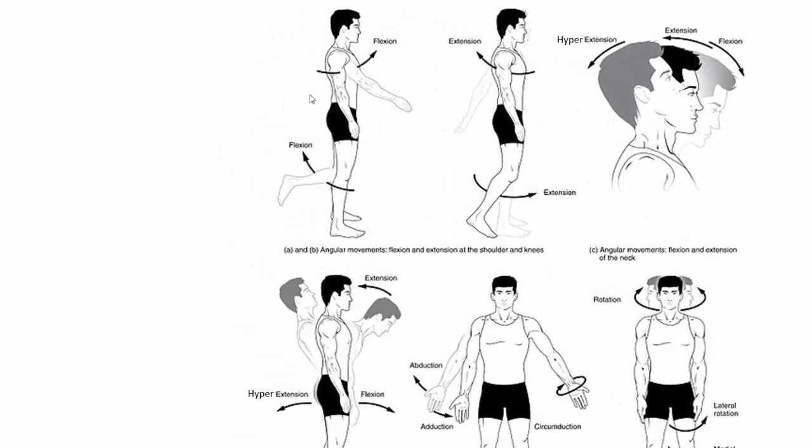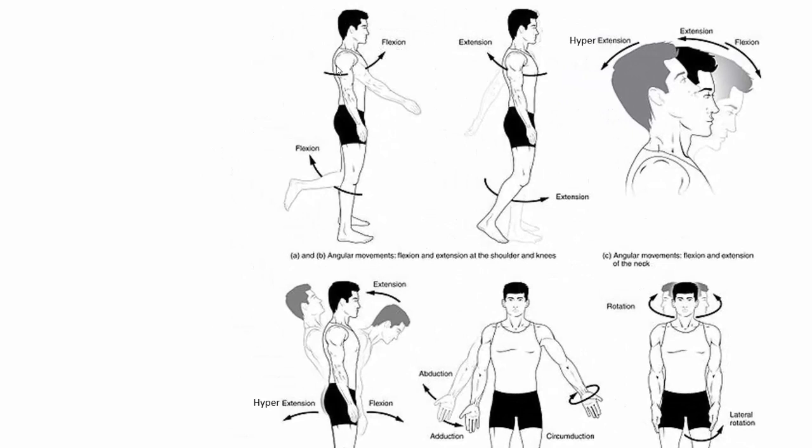So if you look up here, we see flexion, and this would be flexion of the shoulder. Okay, this would be flexion of the knee. This would be extension of the shoulder, and this arrow is indicating the direction that this bone, the upper arm bone, would be moving. Extension, this arrow shows the direction that the lower leg bone would be moving. So this would be extension of the knee.